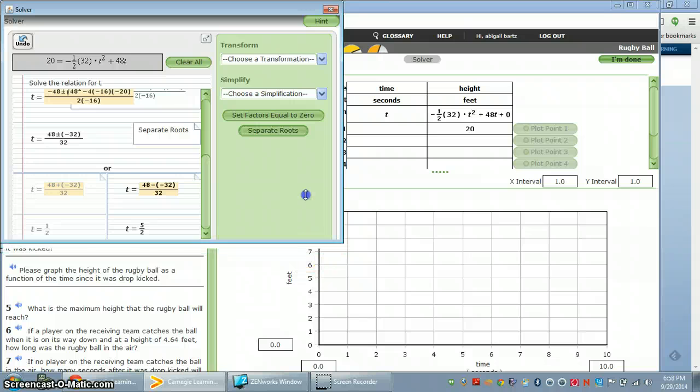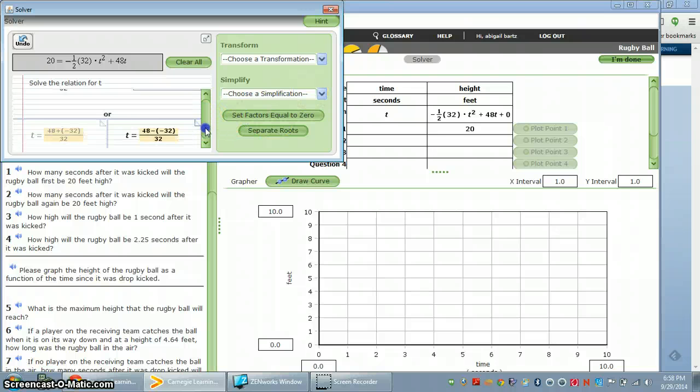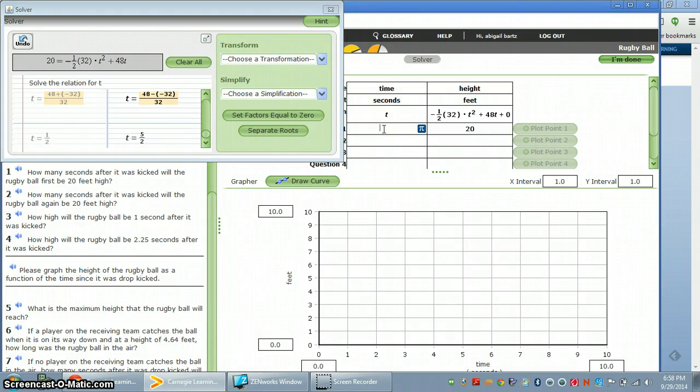So question number 1 again was, in how many seconds after it was kicked will the rugby ball first be 20 feet high? So you look at your two answers and you recognize that 1/2 comes before 5/2, so t is 1/2 or 0.5. In question 2, it says how many seconds after being kicked will the rugby ball again be 20 feet high, and now we see that it is 5/2, and again you could write that as a fraction, or you could write it as a decimal.